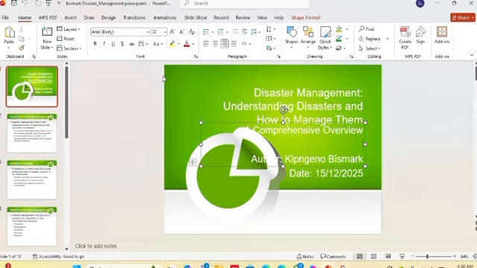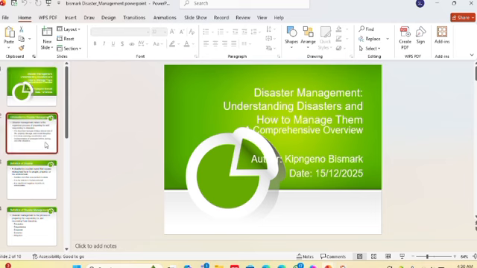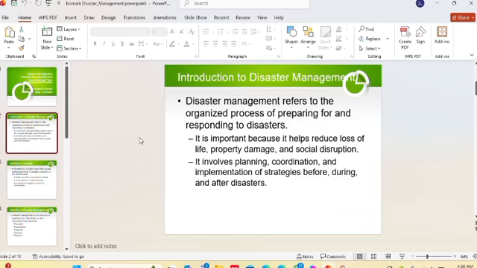How are you doing? So today we are going to look at disaster management. In this topic we are going to see disaster management. So we need to understand what is disaster management and hazards. So, introduction to disaster management.